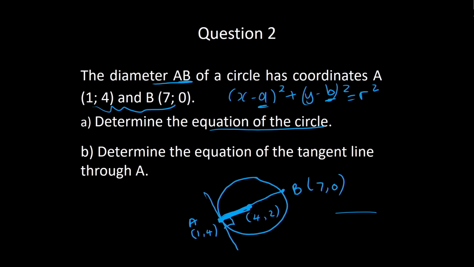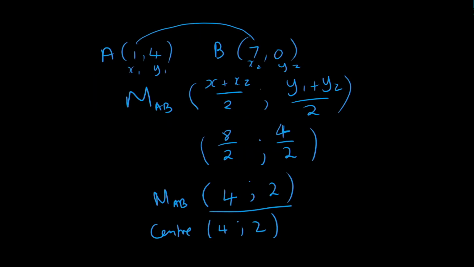Radius perpendicular to tangent, because if I can find the gradient from the center to the point A, then the negative reciprocal, because the lines are perpendicular, will give me the gradient of the tangent line at point A. Then I can use the coordinates of A to find the equation of the tangent line, which is really just a straight line.